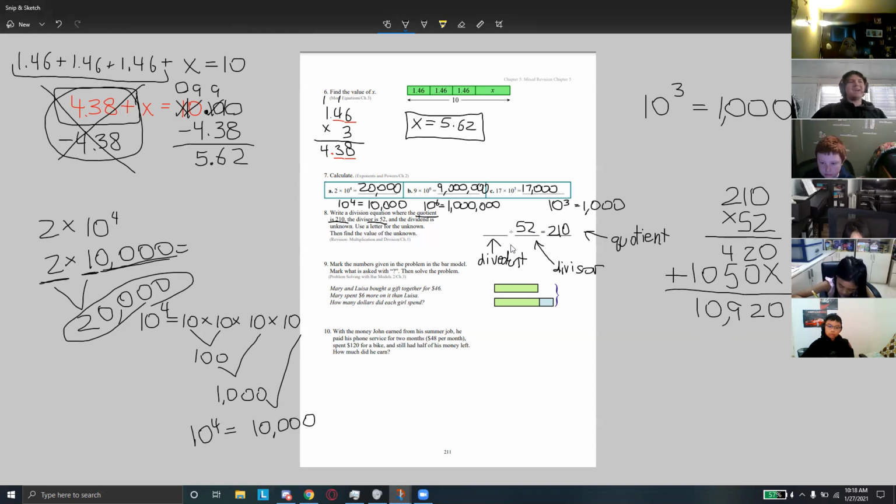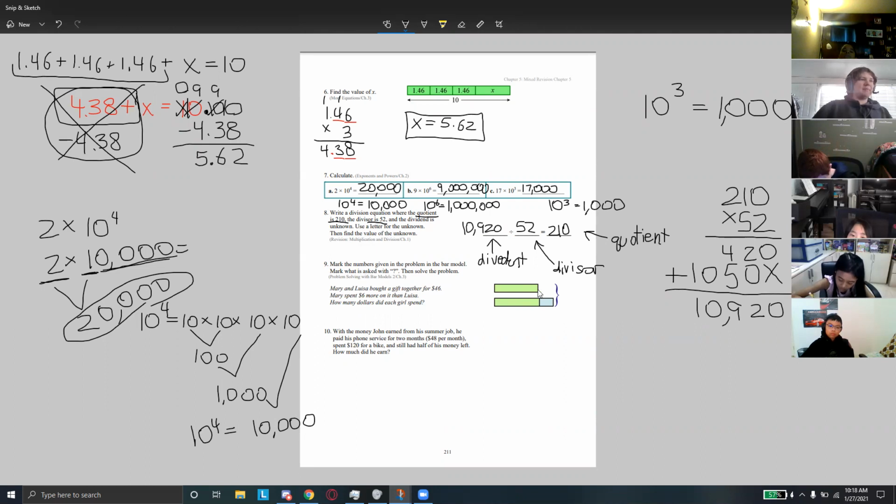This number that you guys got? 10,920? Yes. Good, great. Okay, next we have 9 and 10. Question number 9. Mark the numbers given in the problem in the bar model. Okay, mark what is asked with a question mark. Then solve the problem. Mary and Louisa bought a gift together for $46.